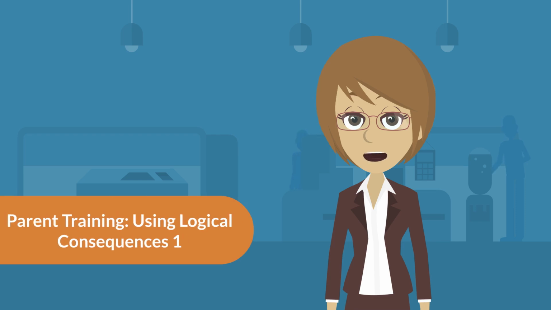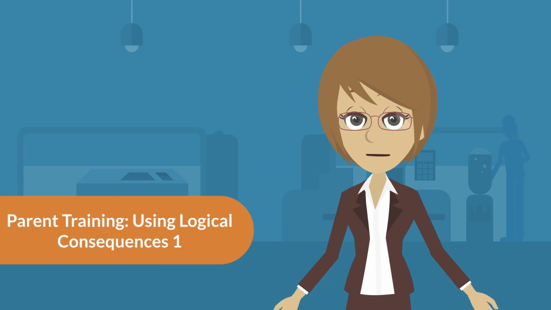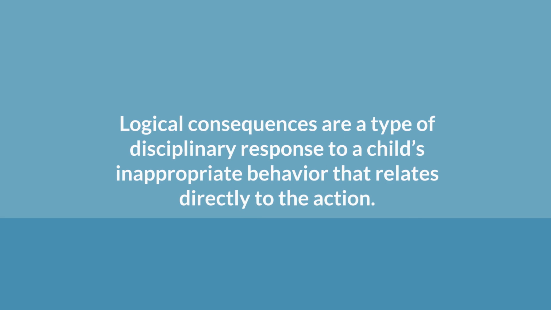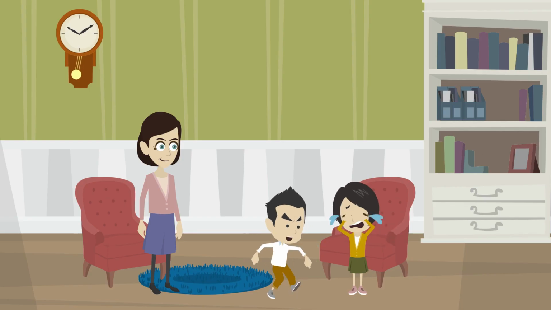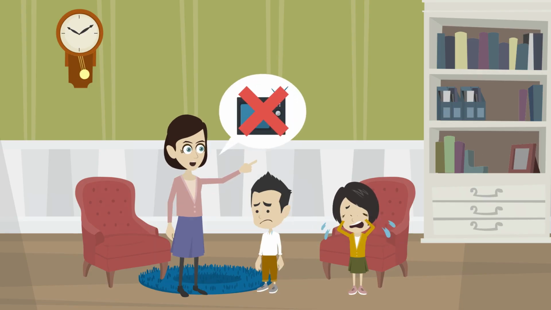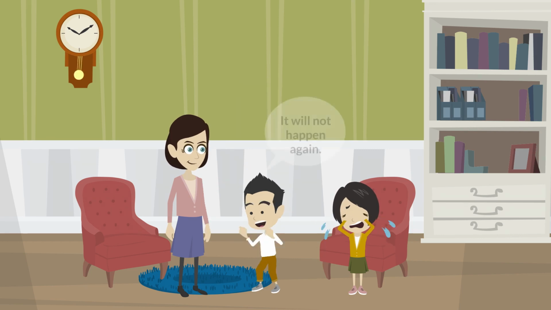Parent training, using logical consequences. 1. Logical consequences are a type of disciplinary response to a child's inappropriate behavior that relates directly to the action. They are implemented in a respectful manner that helps children to understand the result of their actions and take responsibility.